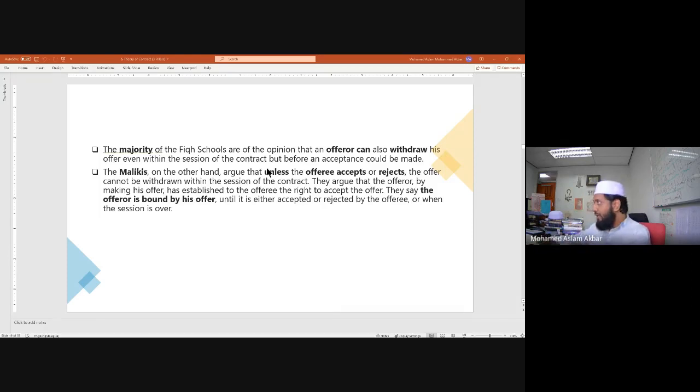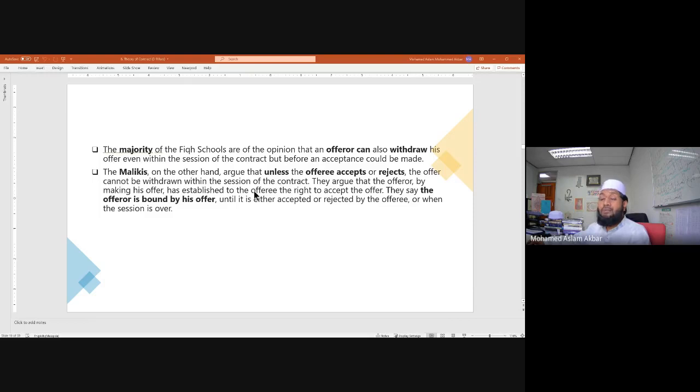So you wanted to buy, okay, then he brought the phone, and then suddenly before you pay the money, you say it's okay, I don't want that. You can do that. But according to the Maliki, on the other hand, they argue that unless the offeree accepts, offeree means the one who brings the things to you, offeree accepts or rejects the offer, it cannot be withdrawn within the session of the contract. They argue that the offerer, by making his offer, has established for the offeree the right to accept the offer. They say the offerer is bound by his offer until it is either accepted or rejected by the offeree, or when the session is over.